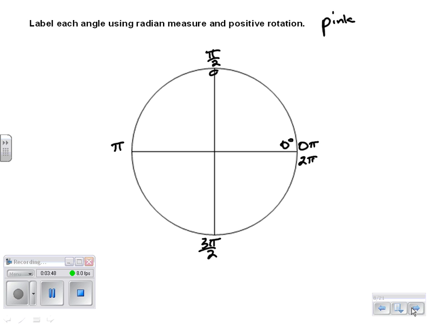0 degrees, 90 degrees, 180, 270, and 360. Now what's very important for you to remember is that pi and 180 are exactly the same. 270 and 3 pi over 2 are the same. 0 and 0 pi, 2 pi and 360, as well as pi over 2 and 90.